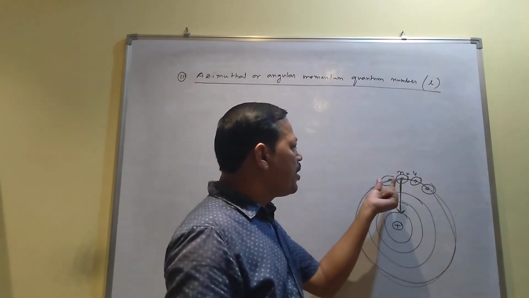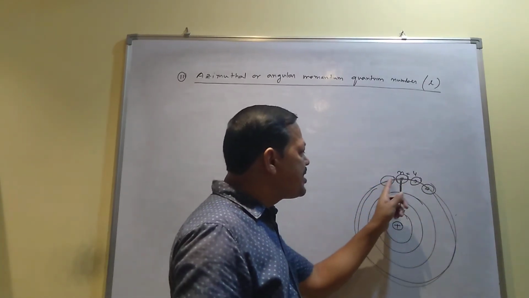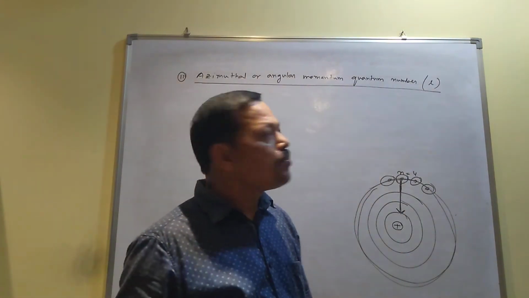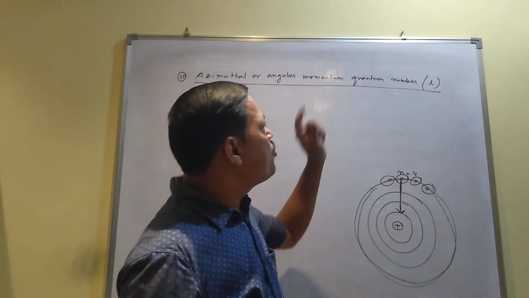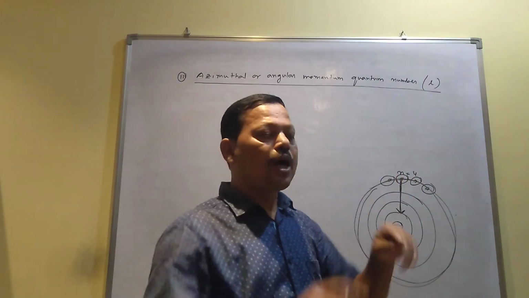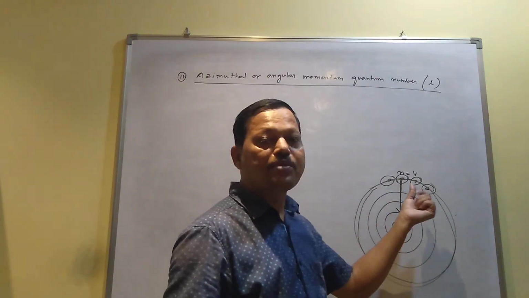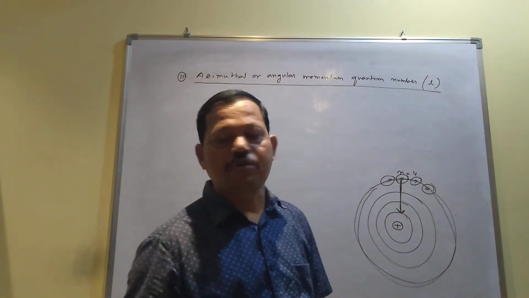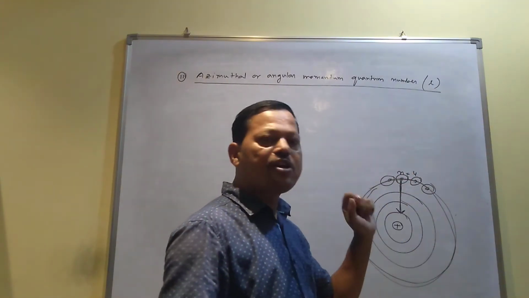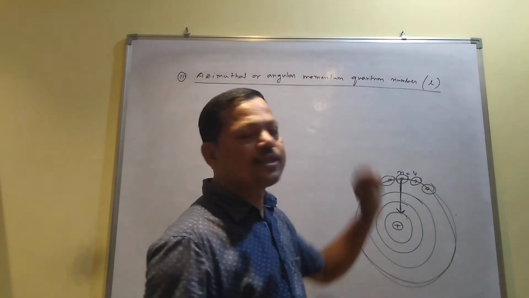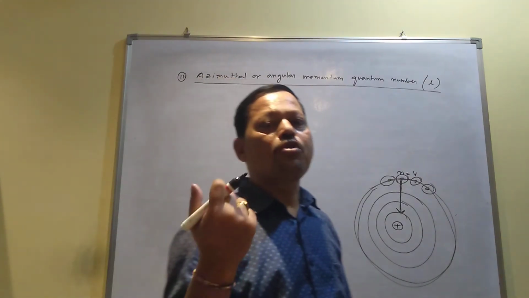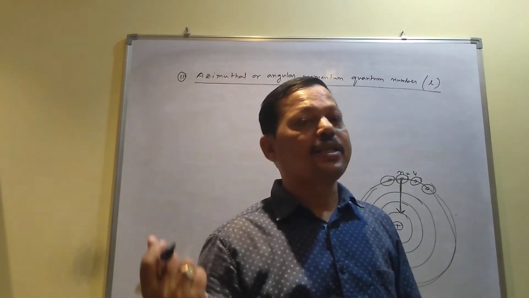So from this concept, the concept of subcell comes. Inside the main cell, a number of subcells are present. So this angular momentum quantum number represents the subcells present in an atom. Within a cell, how many subcells are present, you can find out from this quantum number. How many subcells the first cell contains, how many the second cell contains, how many the third cell contains, you can find out from this quantum number. So what does this quantum number represent? It represents the subcells present in an atom.